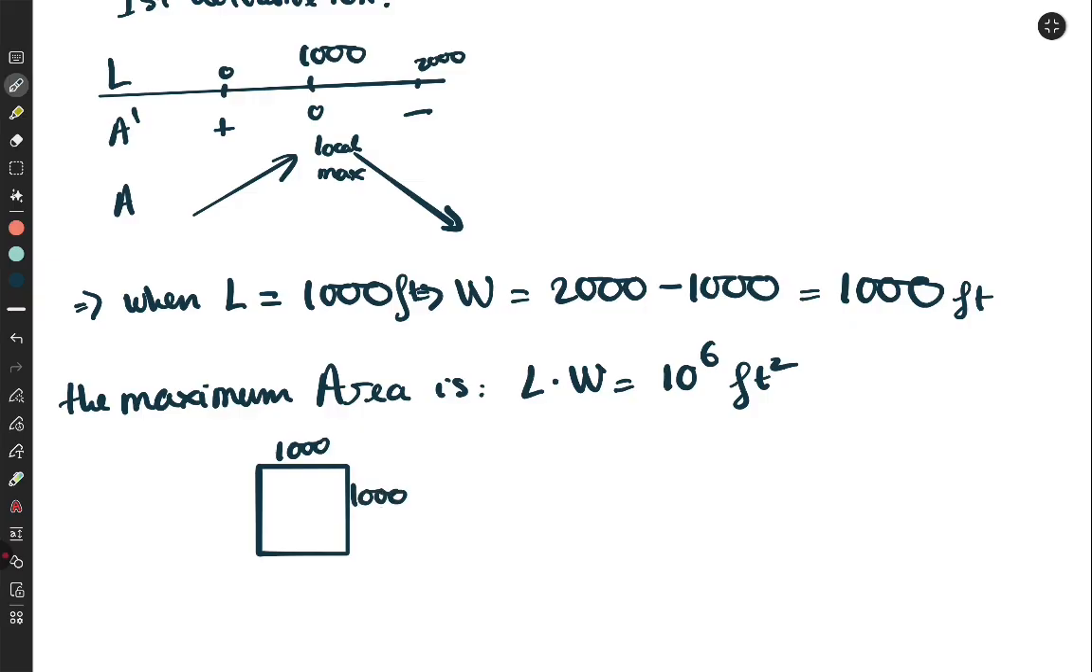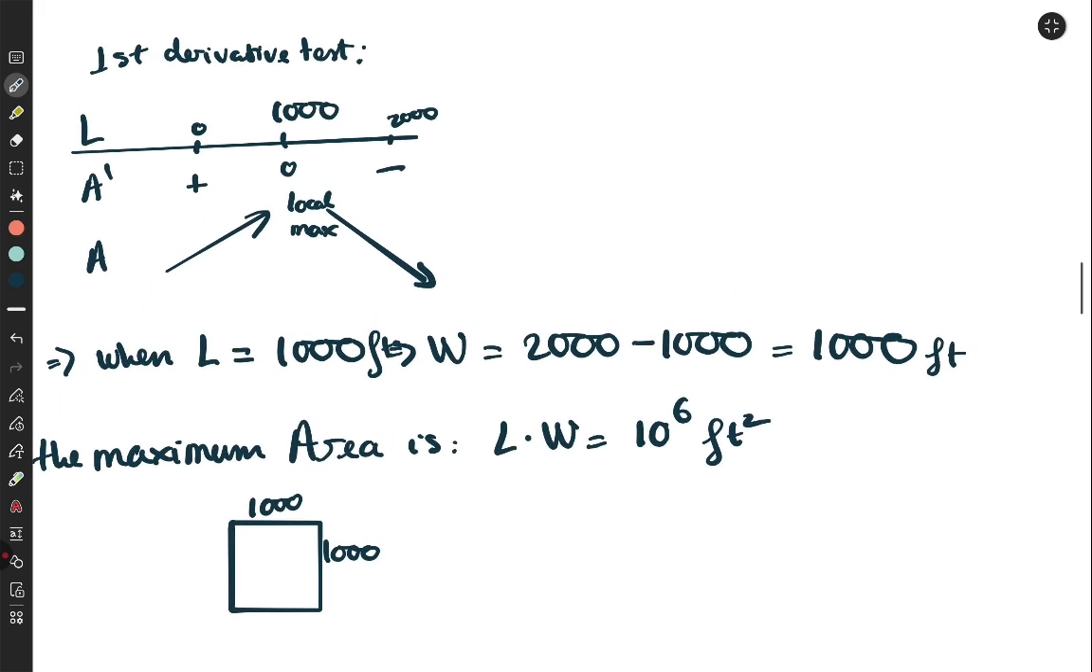That is a square. You don't want this one more than this one. You don't want either one of them more than the other. Make it a square, then that area inside will be the maximum. Okay. So I did the first derivative test.